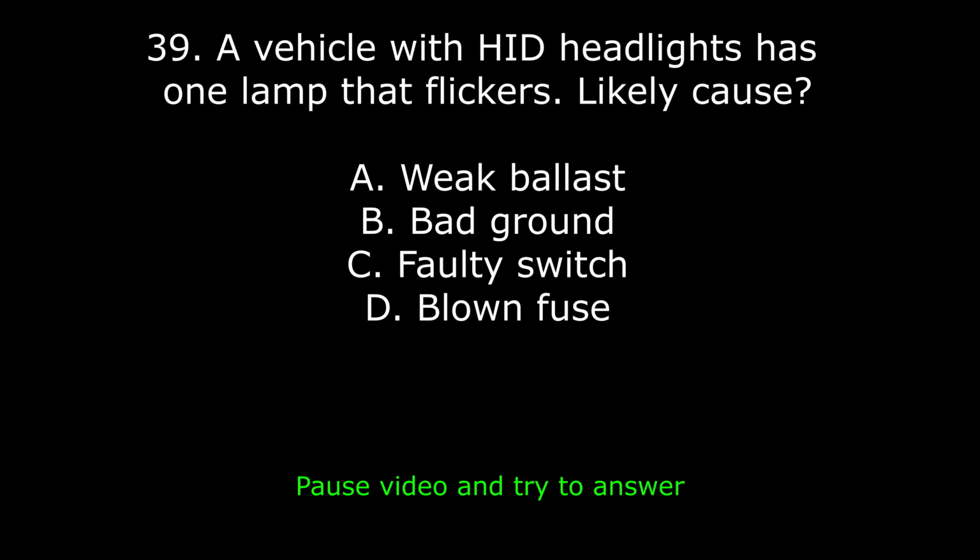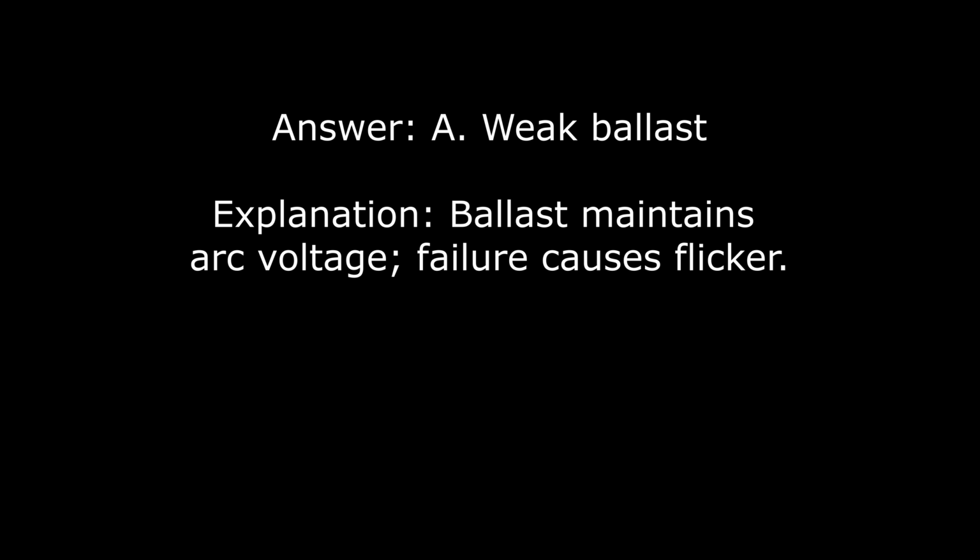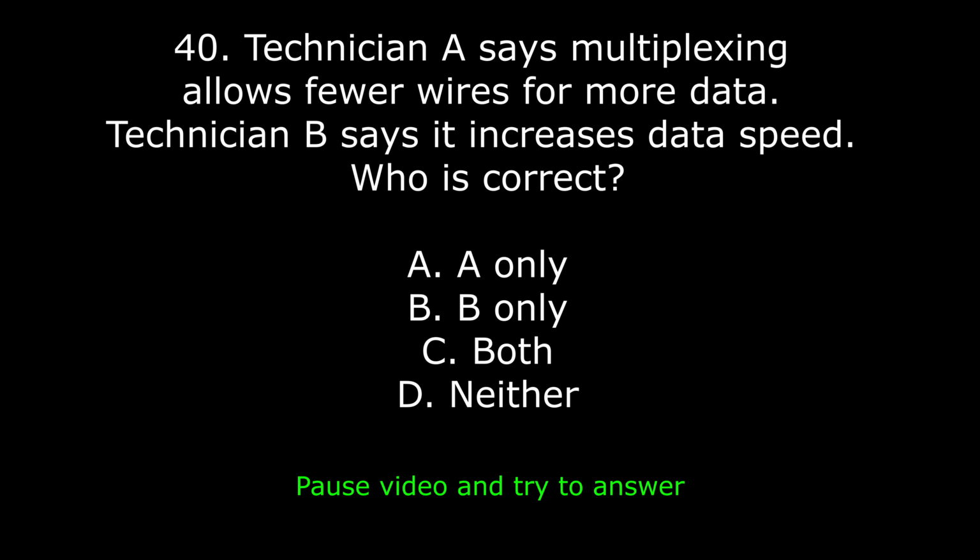39. A vehicle with HID headlights has one lamp that flickers. Likely cause? A. Weak ballast, B. Bad ground, C. Faulty switch, D. Blown fuse. Answer: A. Weak ballast. Explanation: ballast maintains arc voltage. Failure causes flicker.